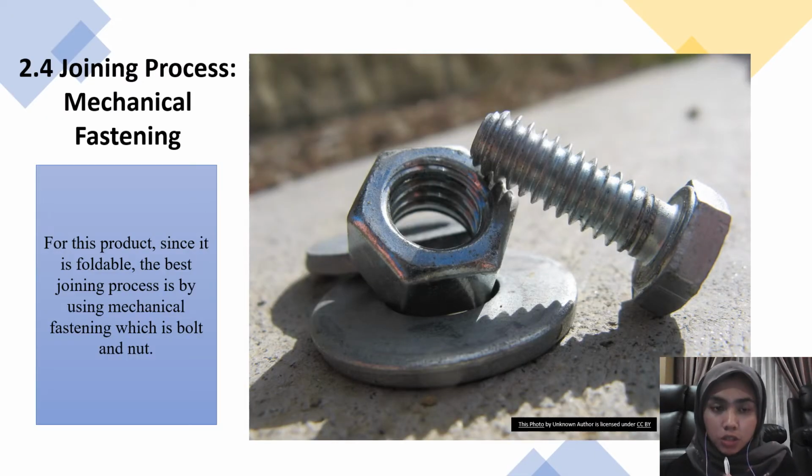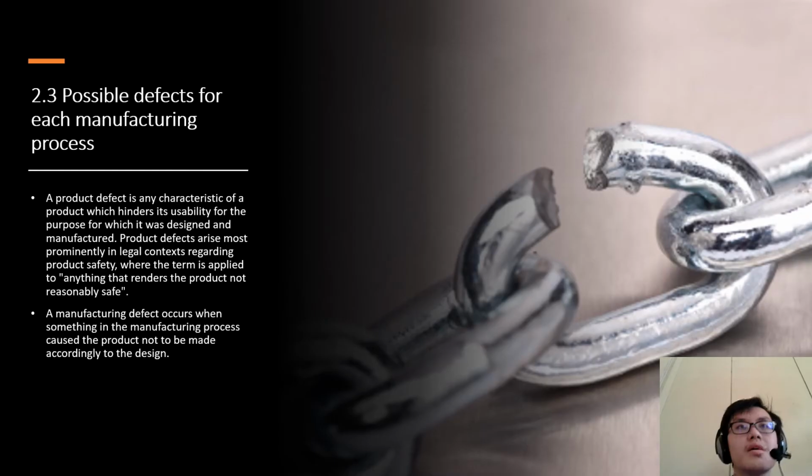The next process is the joining process. Since this product is able to be folded, the best joining process is mechanical fastening, which is bolt and nut. Next, we are going to talk about the possible defects for each manufacturing process. A product defect is any characteristic of a product which hinders its usability for the purpose for which it was designed and manufactured. A manufacturing defect occurs when something in the manufacturing process causes the product not to be made according to the design.